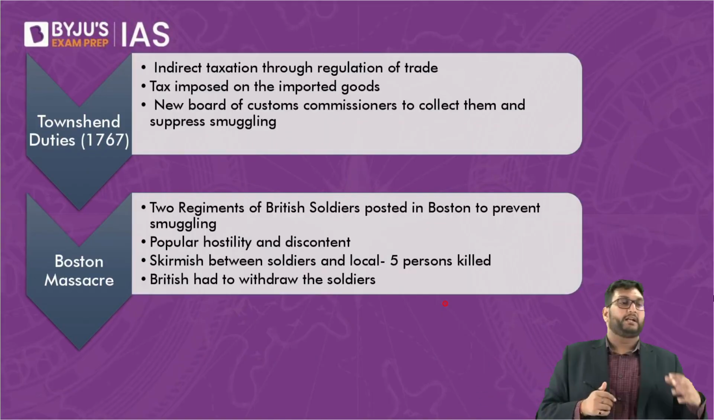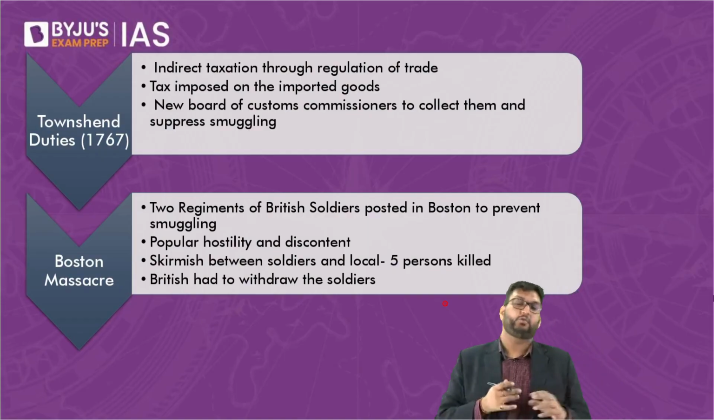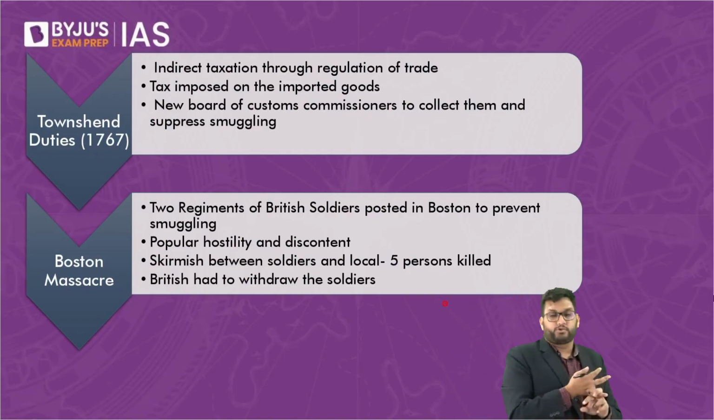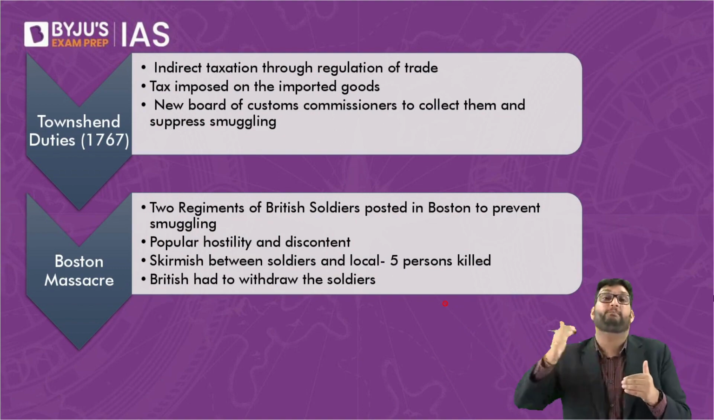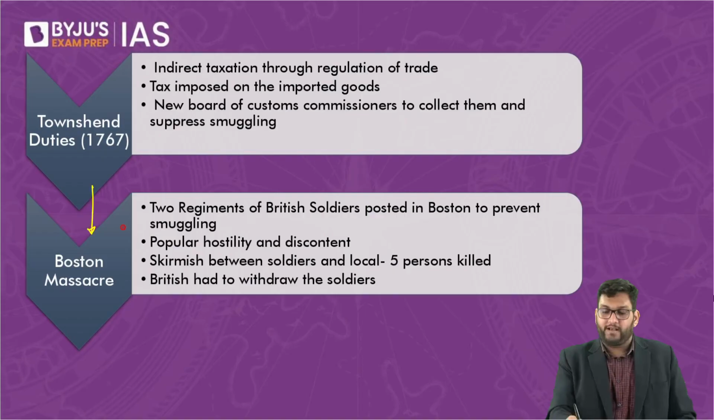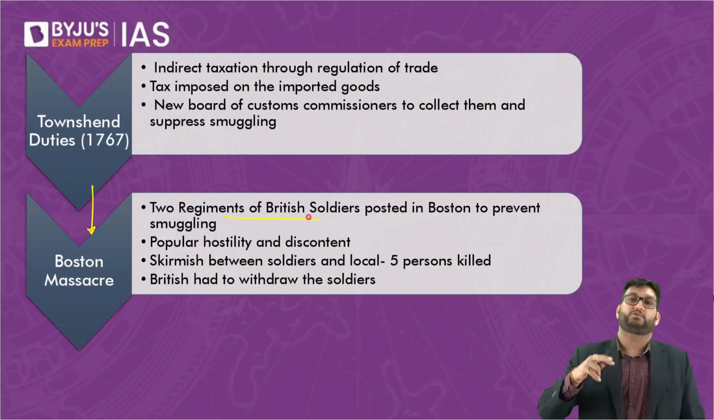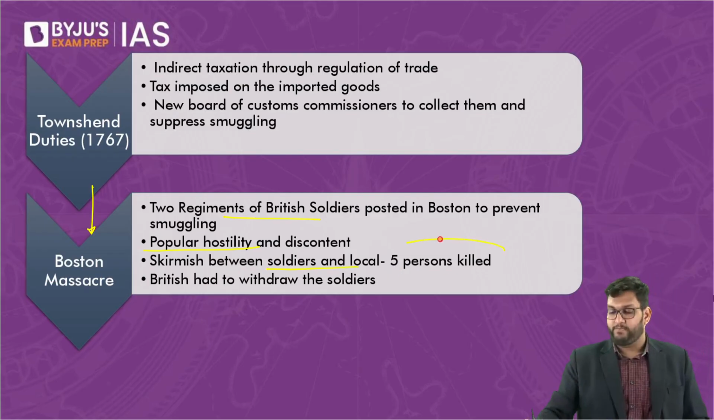Now, in order to de-escalate from the Stamp Act, Townshend duties were introduced, wherein indirect taxation through regulation of trade, tax imposed on imported goods, new boards of custom commissioners, and suppress smuggling. Suppression of smuggling will lead to 2 regiments of British soldiers in Boston, popular hostility, skirmish between soldiers and locals, 5 people will be killed.